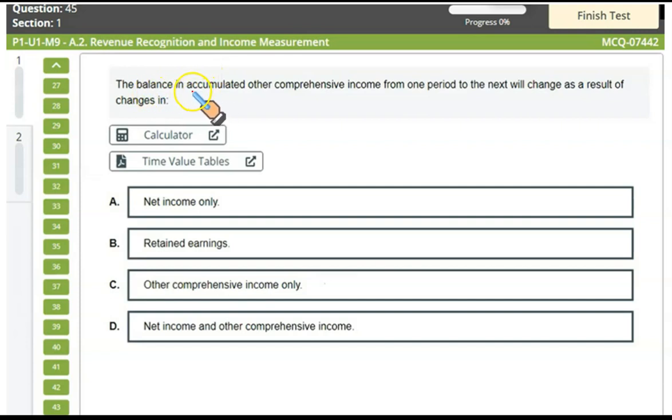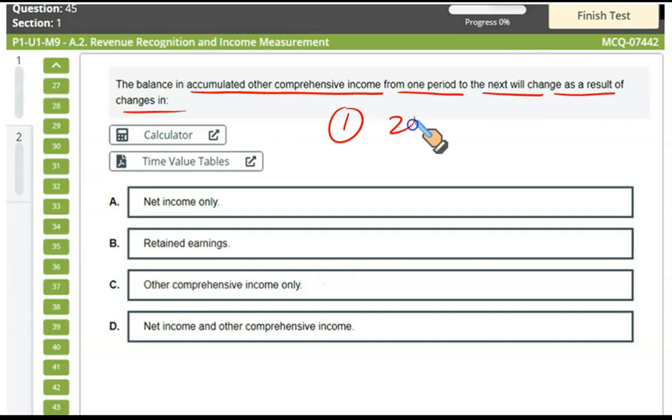The balance in accumulated other comprehensive income from one period to the next will change as a result of four elements. Number one, foreign currency translation gain and loss. Two, available for sale debt security gain and loss. Three, any gain and loss on the effective portion of a cash flow hedge. What it is? Part 2, Section B, CMA. And fourth, any gain and loss on pension plans. We discussed these. So these are the four elements that will affect your OCI.